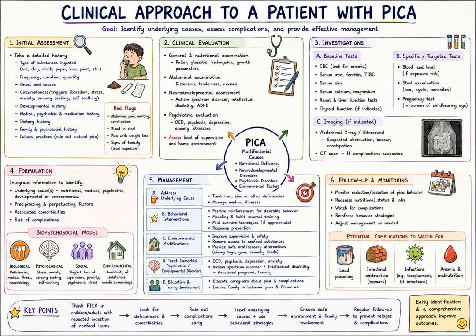The key message is to think of pica whenever a child or adult repeatedly ingests non-food substances. Always search for nutritional deficiencies and underlying psychiatric or developmental disorders. Rule out life-threatening complications early, treat the underlying cause rather than just the behavior, ensure a safe environment with active family involvement, and maintain regular follow-up to prevent relapse and improve long-term outcomes.